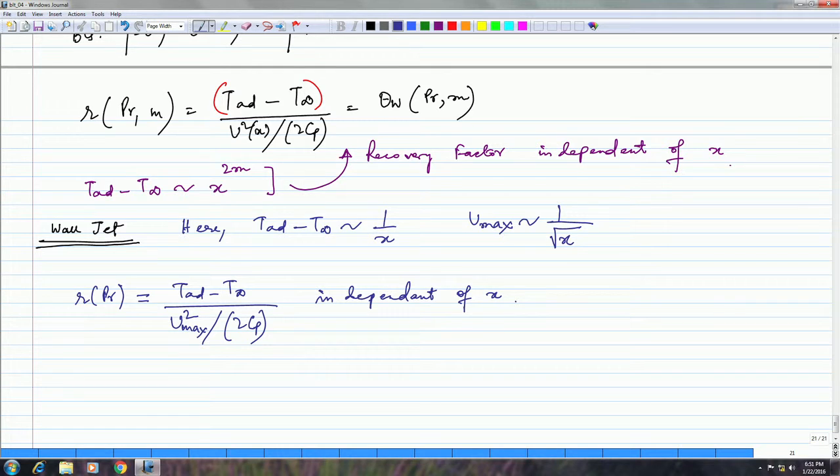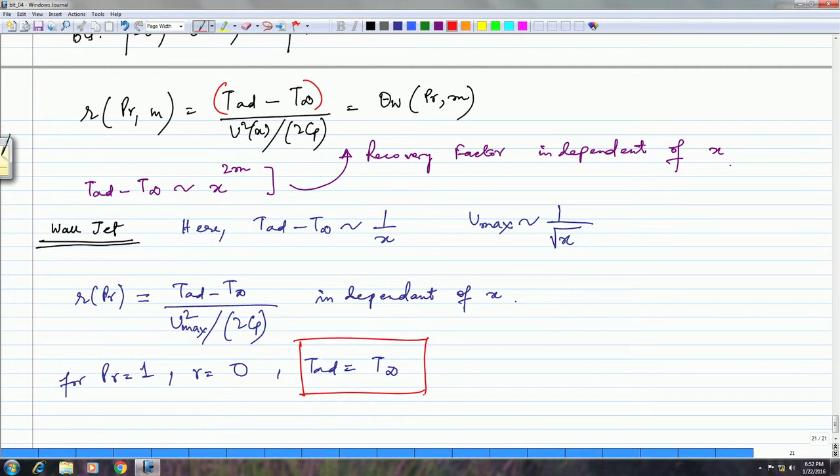So of course, now for Prandtl number 1, the recovery factor is 0. If for Prandtl number 1 the recovery factor is 0, that means the adiabatic wall temperature is equal to the free stream temperature.